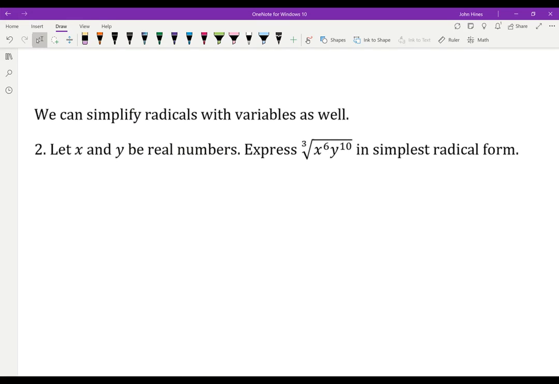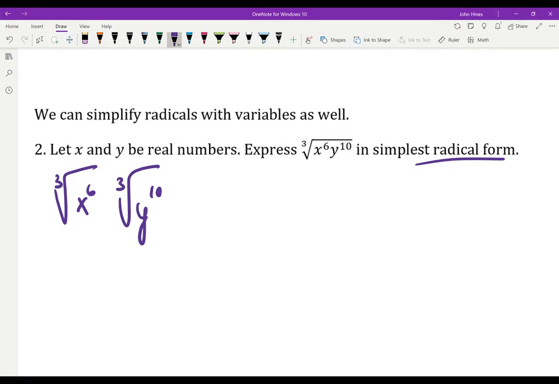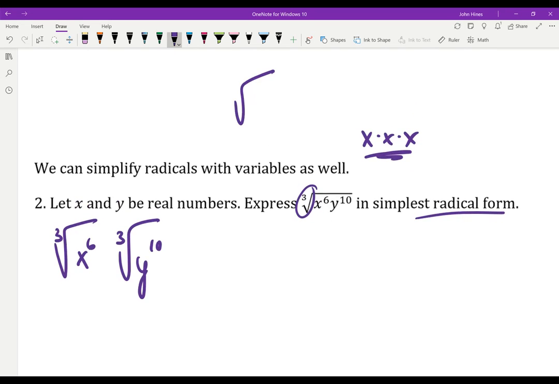Let's deal with variables here. Express this in simplest radical form. So I've got the cube root of x to the 6th, and I've got the cube root of y to the 10th. When we deal with cube roots, we're making groups of 3. When I have a square root, I'm making groups of 2 because it's squared. A fourth root, I make groups of 4.